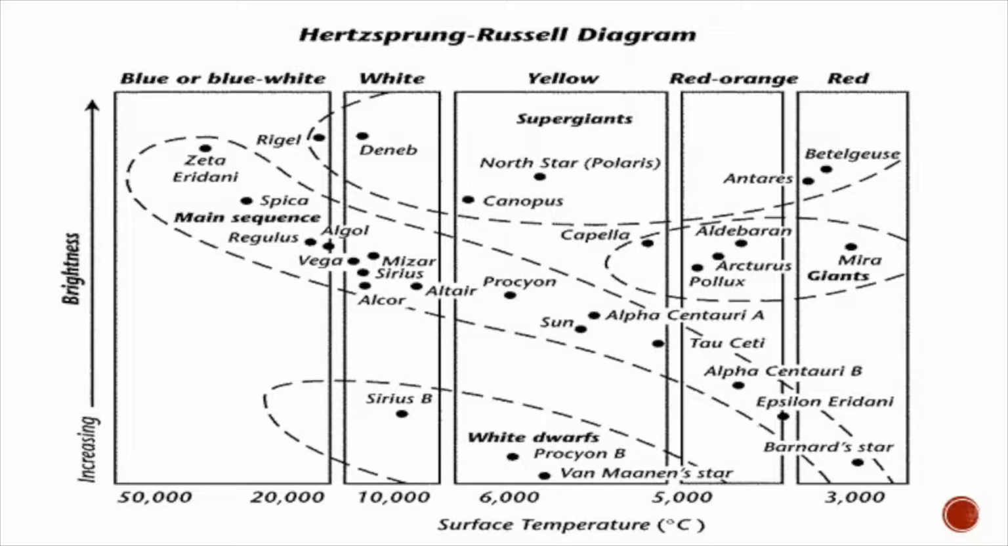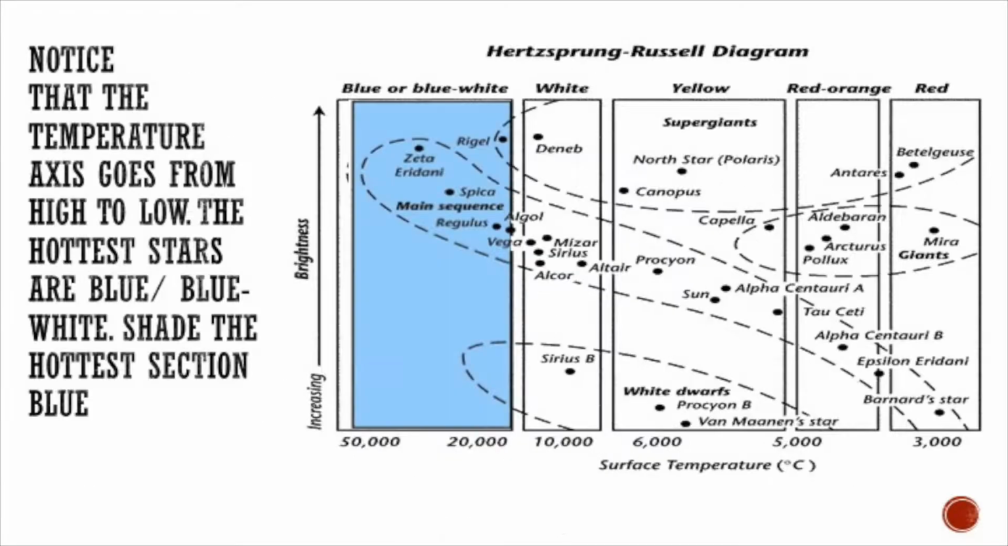Here we have brightness or luminosity increases as we go up the diagram. So if you were comparing just brightness, Sirius B here would be dimmer than, let's say, Deneb, which is higher up on the chart. Deneb would also be slightly hotter than Sirius B because it's a little bit to the left of where Sirius B is. So we just use this to compare stars.